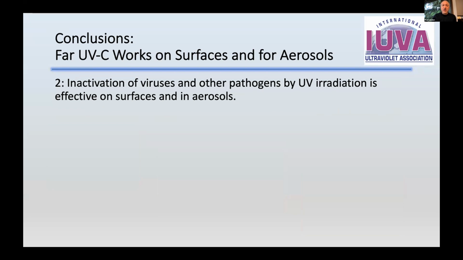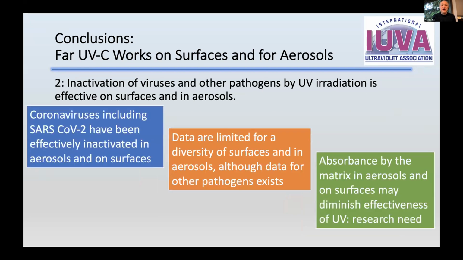The second conclusion is that inactivation of viruses and other pathogens by UV is effective on surfaces and aerosols as well. Of course, there's some caveats here. Coronaviruses, including SARS-CoV-2, have been effectively inactivated on aerosols and surfaces, and there's been a number of publications to this effect, which is very encouraging, but the data are limited for a diversity of surfaces and in aerosols, although data for other pathogens do exist, and these data are also being generated for coronaviruses. Then absorbance by the matrix needs to be considered for aerosol inactivation and inactivation on surfaces, because that may diminish the effectiveness of the UV. So this is an area of research that is still in need.